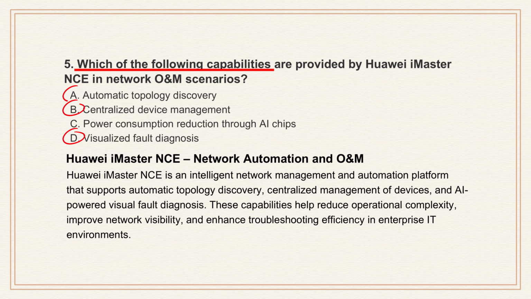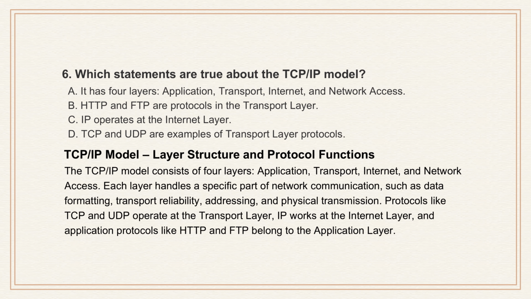Okay. The question also mentioned something about reducing power consumption via AI chips, but that wasn't listed as a key O&M feature here. Right. It highlights that you need to focus on what the platform is specifically stated to do for operations and maintenance in this context. While AI might be used elsewhere, those three, discovery, centralized management, and AI-assisted fault diagnosis, are the core O&M capabilities mentioned. Gotcha. Okay, last question.